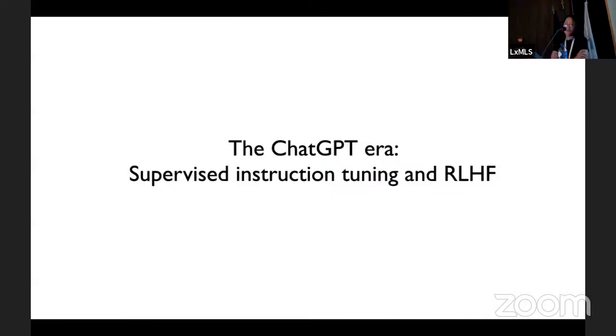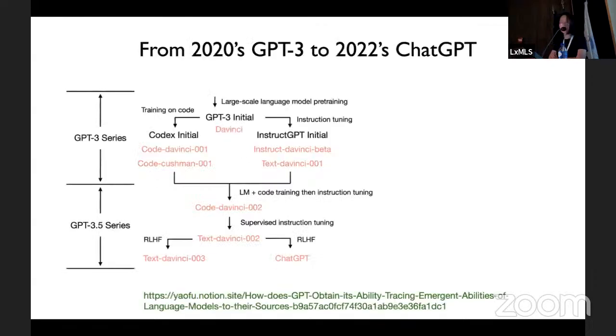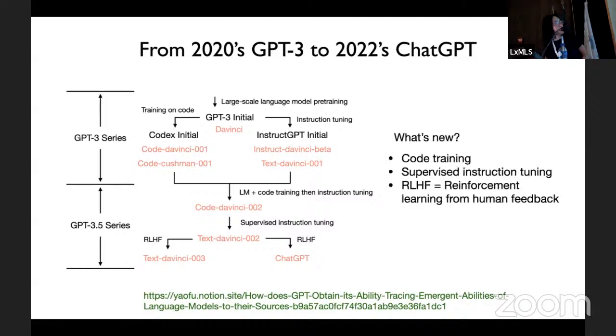Okay, I think it's very ambitious for me to tell you how ChatGPT works. So very quickly, just to tell you that basically there are two things: one is supervised instruction tuning and the other is reinforcement learning from human feedback. This is a very nice blog post by Yao Fu, trying to walk through how the GPT-3 model evolves over the years into ChatGPT, and you can find this link here. But the main changes are the following three.